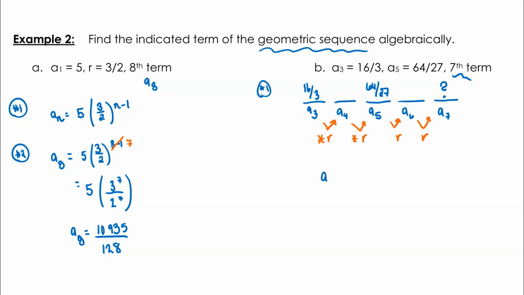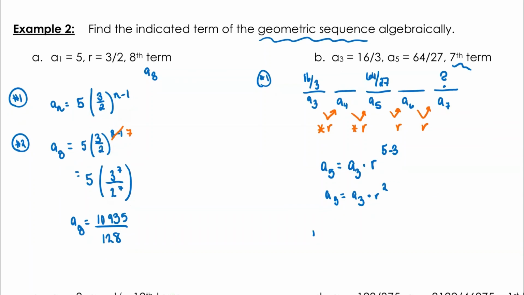So we would know that a sub 5 then is going to be a sub 3 times r to the difference between the number of terms, which I know we identified visually, but I'm just trying to show you how you would do it algebraically, because if you have a big spread, you're not going to want to write out the whole list. Okay, so it's the difference between whatever the term positions are. Well, then we have a sub 5 is equal to a sub 3 times r squared.